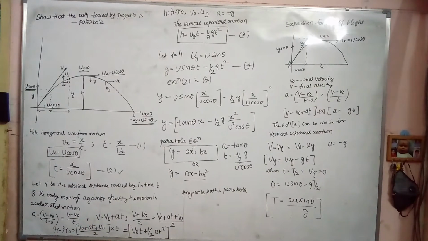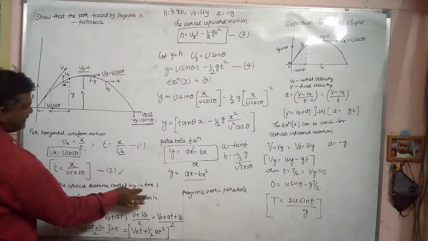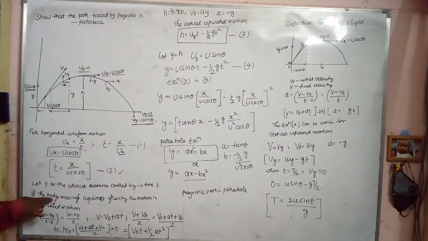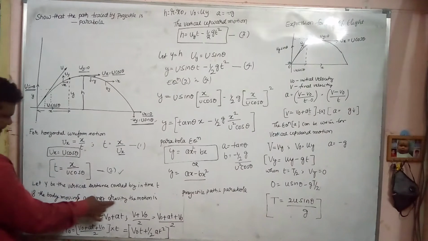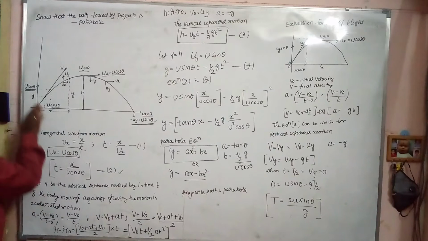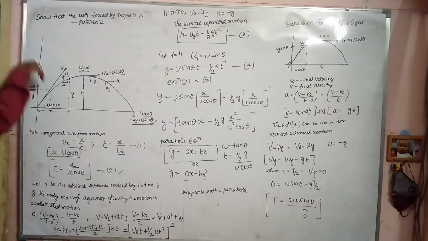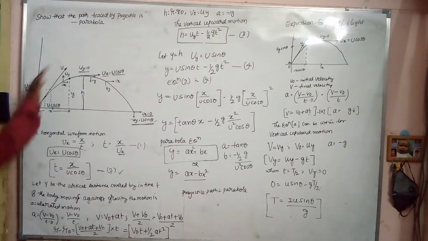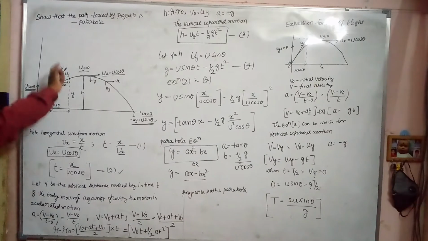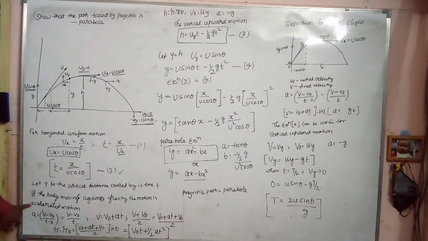Let y be the vertical distance covered by the particle in time t. If the body is moving against gravity, it is an accelerated motion. I am telling you, if the body is moving against gravity, whatever you drop will go down. If you are throwing it up, you are throwing against gravity, and it's moving. So it's called accelerated motion. You know what accelerated motion is? In the previous equation it was derived. a, that is acceleration, is equal to the final velocity minus the initial velocity.